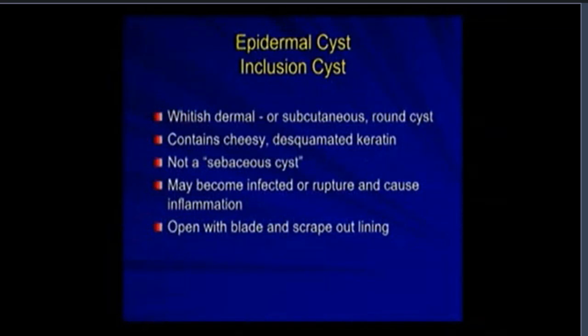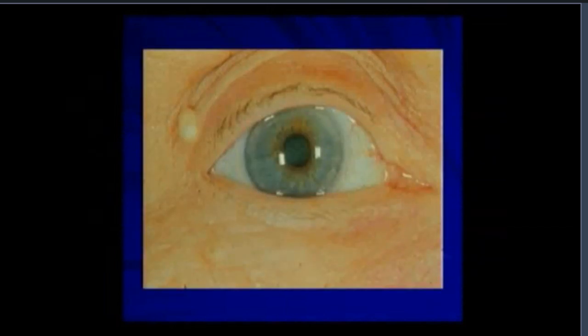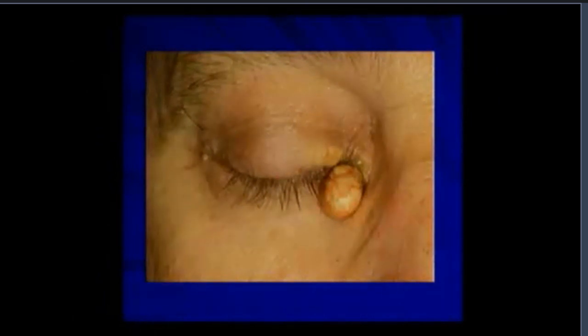You treat it by just opening it with a blade and scraping off the lining, in other words, marsupialization. You can see this one. This is an epidermal cyst. It's containing keratin. This is another one.